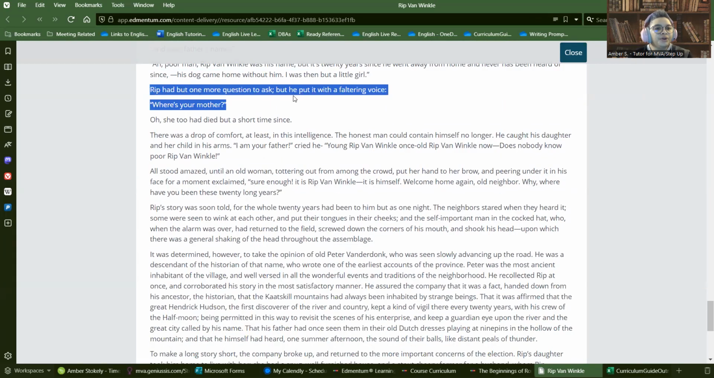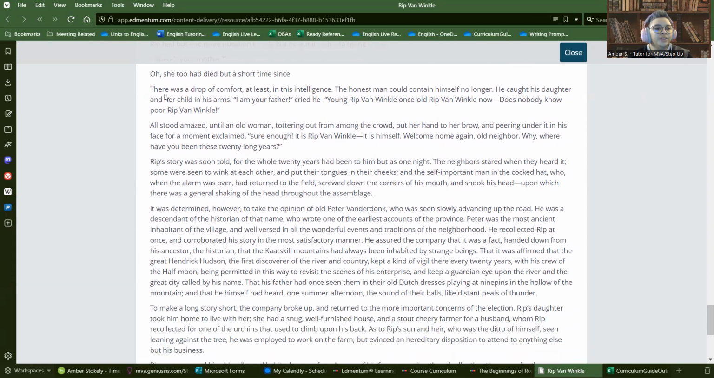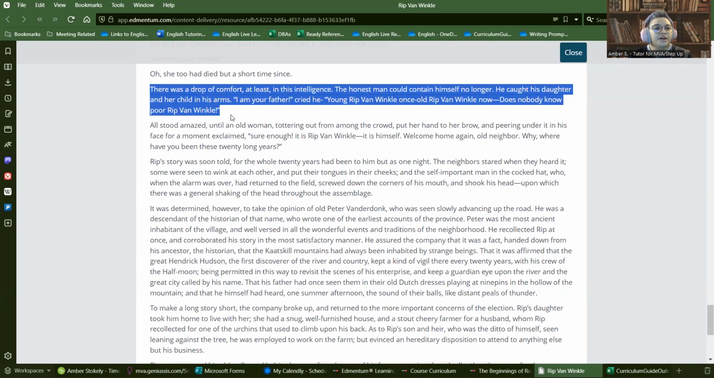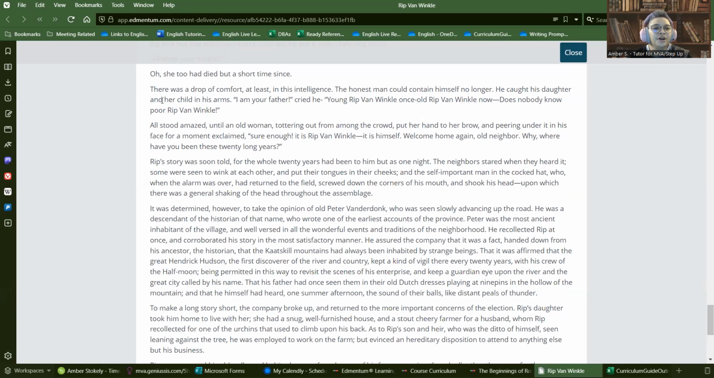Rip had one more question to ask, but he put it with a faltering voice. Where's your mother? Oh, she too had died but a short time since. There was a drop of comfort, at least, in this intelligence. The honest man could contain himself no longer. He caught his daughter and her child in his arms. "I am your father," cried he. "Young Rip Van Winkle, once old Rip Van Winkle now. Does nobody know poor Rip Van Winkle?" So he feels comforted by knowing that that's his daughter. That's her name.